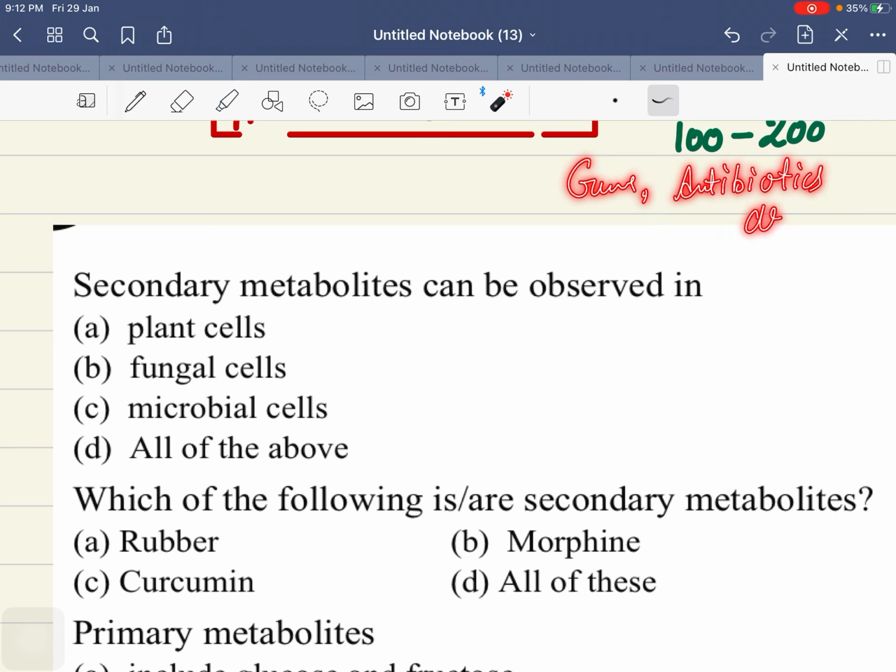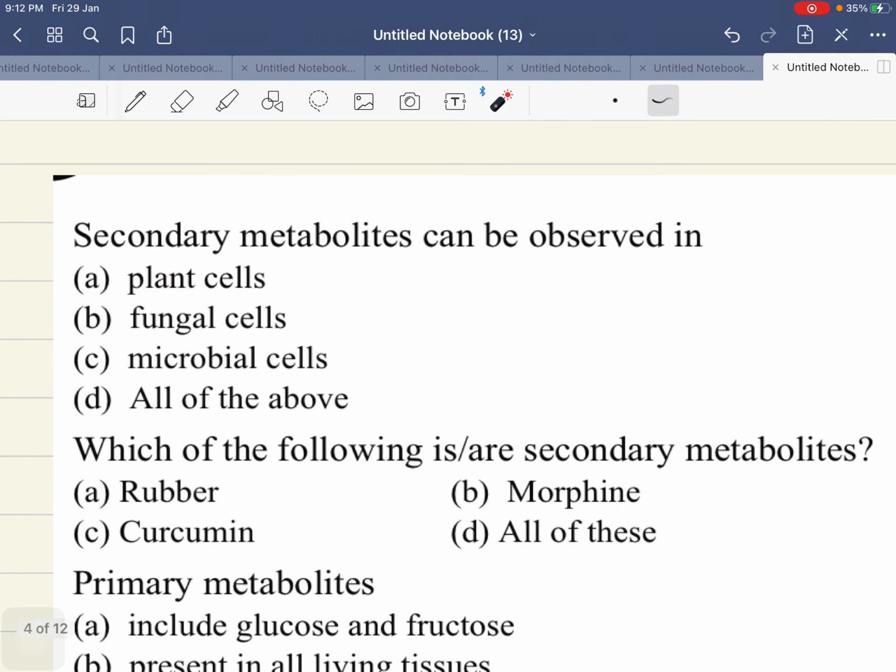These are additional, they perform additional functions. So secondary metabolites can be observed in, like, gums, cellulose; these are all secondary metabolites. So from where can you get secondary metabolites? Only plant cells, or fungal cells, or microbial cells, or all of the above. Write down your answer quickly. So the answer will be all of the above.